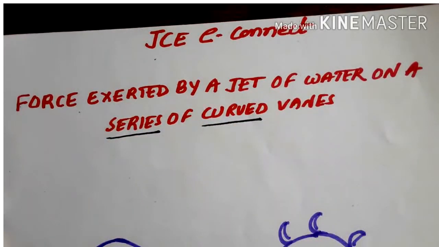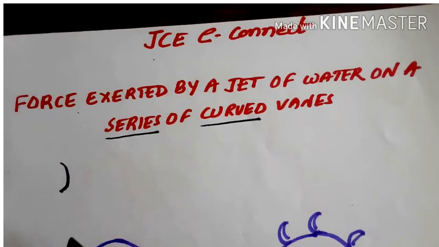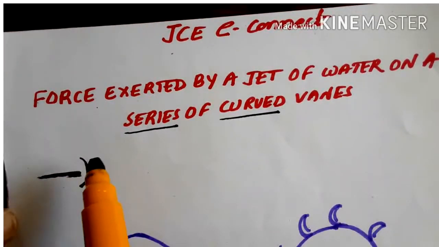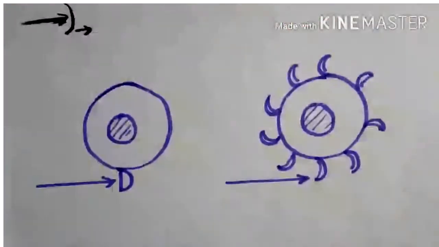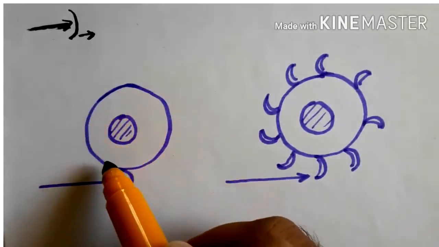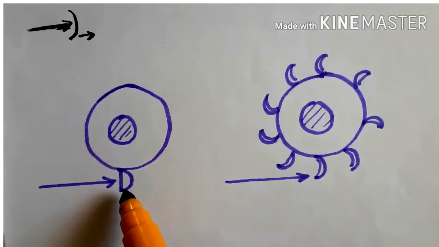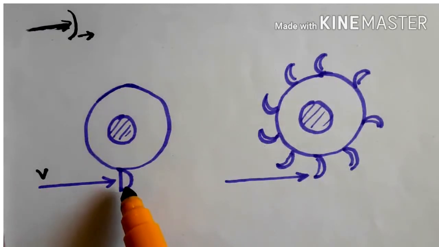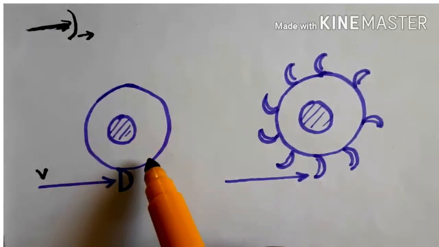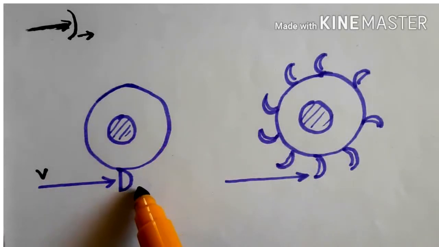And in the previous lecture we have seen the force exerted by a single curved vane when the jet was striking at the center and the vane was moving. So if this is the impeller of the turbine, coupled with the shaft, and a single vane is mounted like this, and the jet strikes with a velocity v at the center of the vane, and only one vane is present on the impeller, when the jet strikes, it starts moving in this direction.